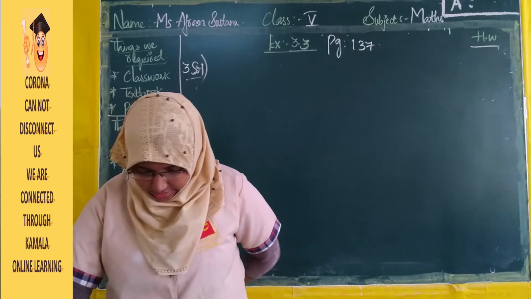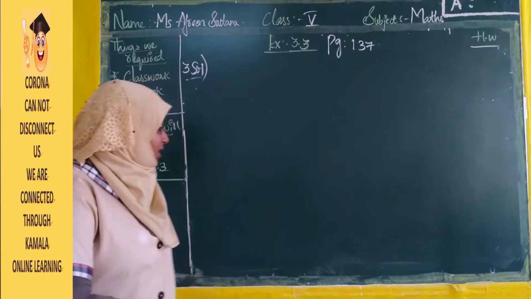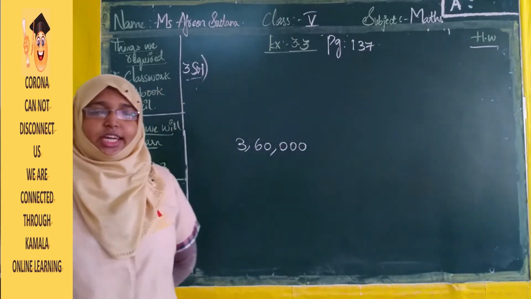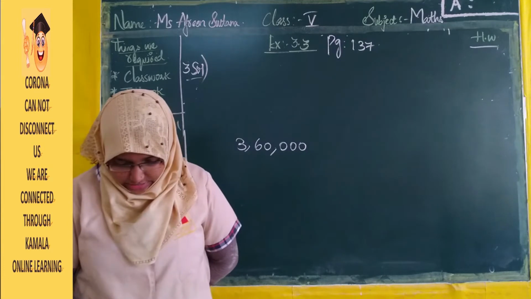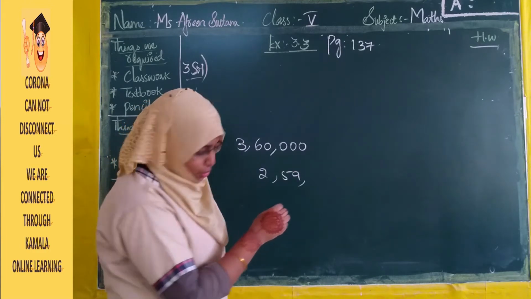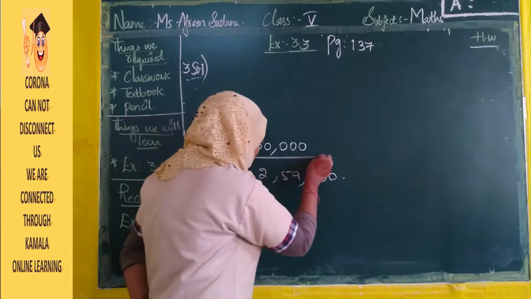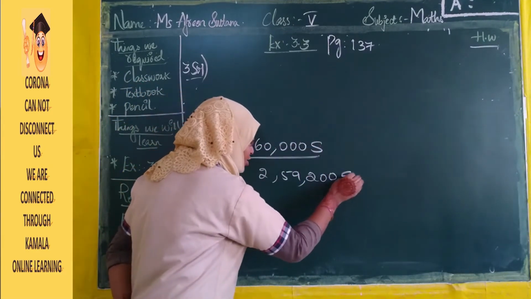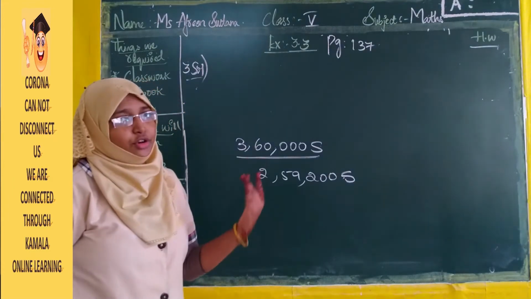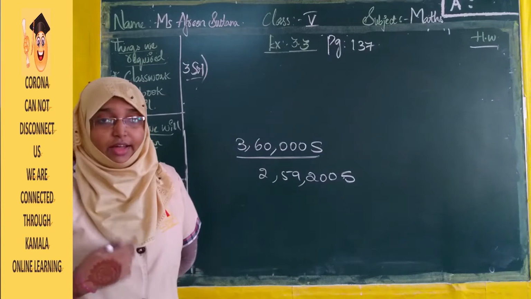So here they are saying that to complete a project, Samika has been allotted 3,60,000 seconds. Out of 3,60,000 seconds, she has used 2,59,200 seconds to prepare the project. So how many leftover, remaining seconds are there? That is what we are going to find. How much more time does she have?